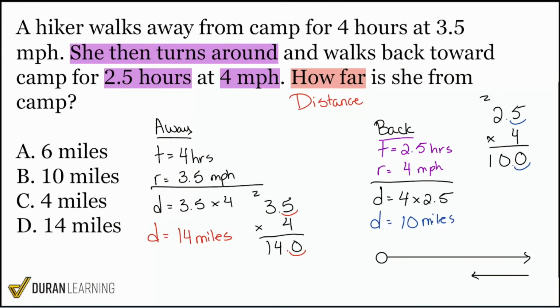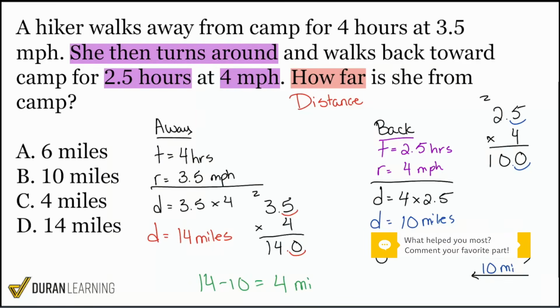And there's our story. We can see that we went 14 miles away from camp, and then we turn around and travel 10 miles back. When we perform the operation here, my party people, here we go. What is 14 minus 10? Well, that's just going to be 4 miles. And there we are. So that's what makes the proper correct answer. Answer choice C.